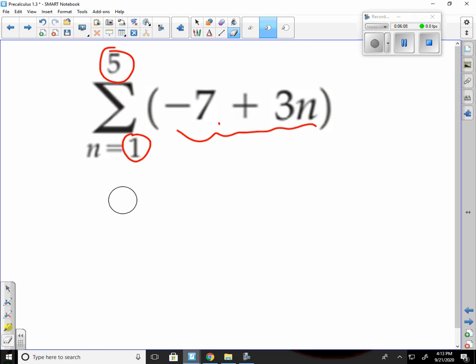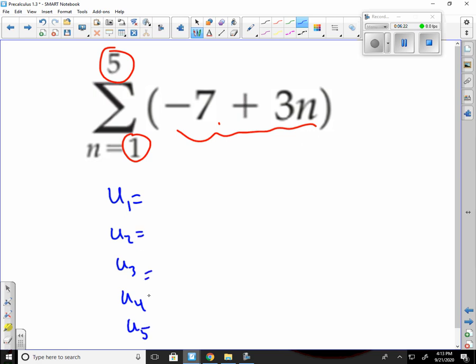So I can say u sub 1 for n equals 1, my first term, all the way up to the fifth is what I have to find. Once I find them, I'm just going to add them all together. So plug my first one in here, starting with this. It plugs in for n.